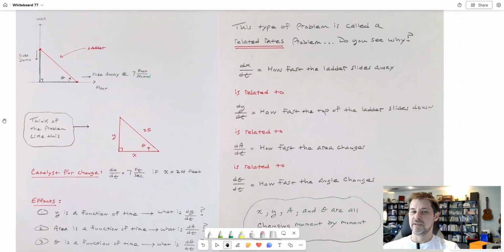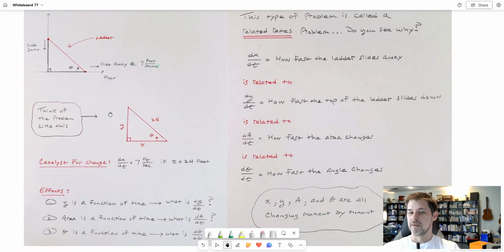And I'm given this extra condition, which I don't think is all that important right now, but the base of the ladder, when this happens, happens to be 24 feet away from the wall. So like X is 24 feet. And if you tell me the base slides away at 7 feet per second, that's a derivative, that's a rate of change. Look at the units there, feet per second, feet over seconds, delta X over delta T, dx over dt, that's a derivative, okay? Dx over dt is how X changes with time, and I was given that that's 7 feet per second.